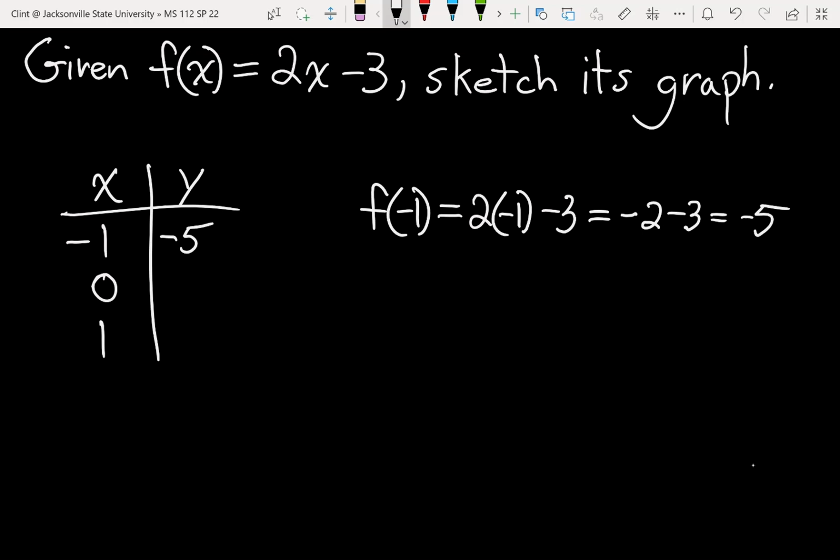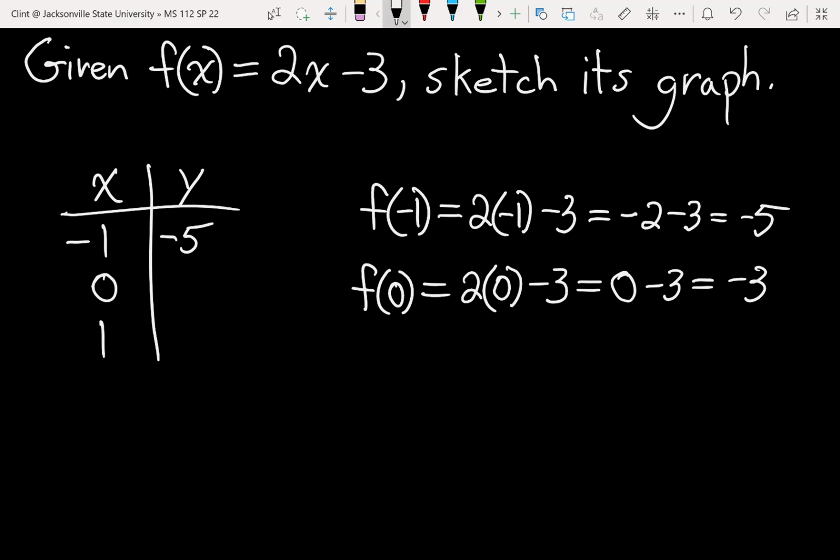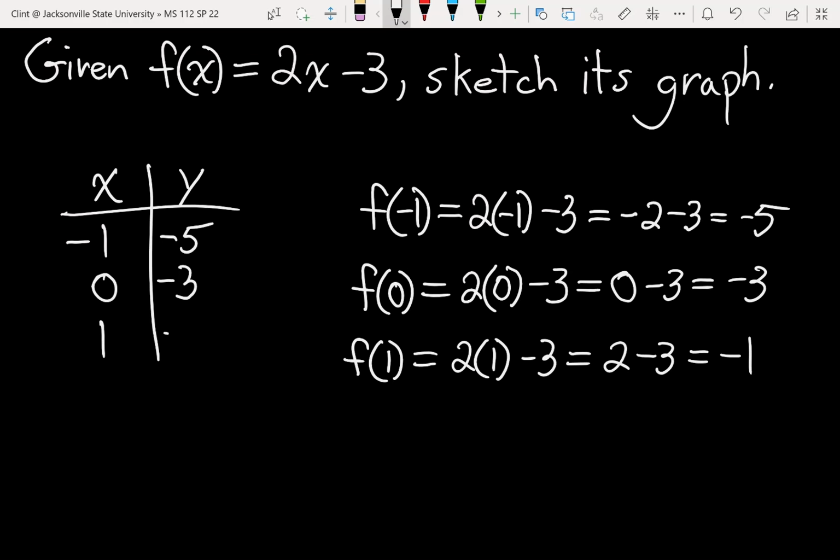Okay. If we use 0, find f of 0, we'll do 2 times 0 minus 3. That's just 0 minus 3, so -3. Okay. And if we do 1, that'll give us 2 minus 3, so -1.